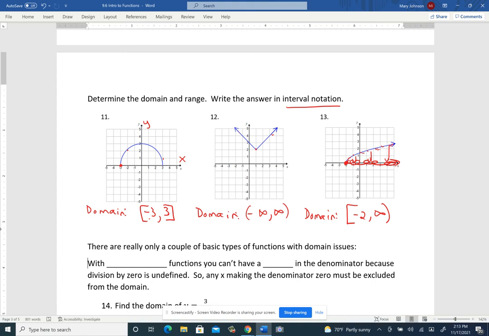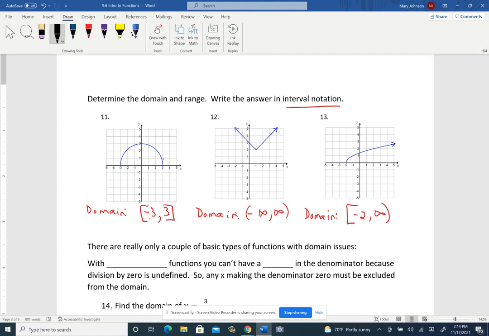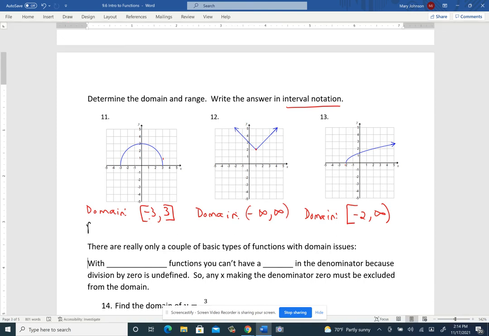Let me clean this up. Get rid of the red. For this, let me switch to black. And for range, what we're going to be focused on is the y-coordinates of all the ordered pairs you see. One thing nice about the graph is the ordered pairs are in front of you. Think about this as a set of ordered pairs that goes on forever.